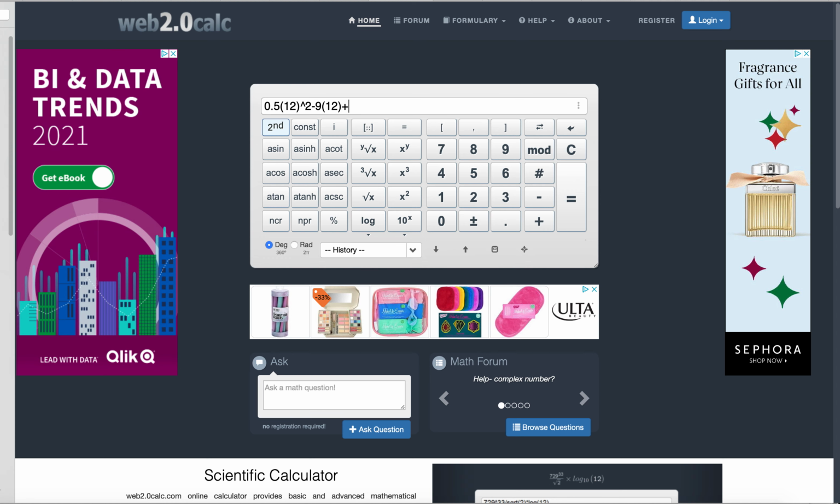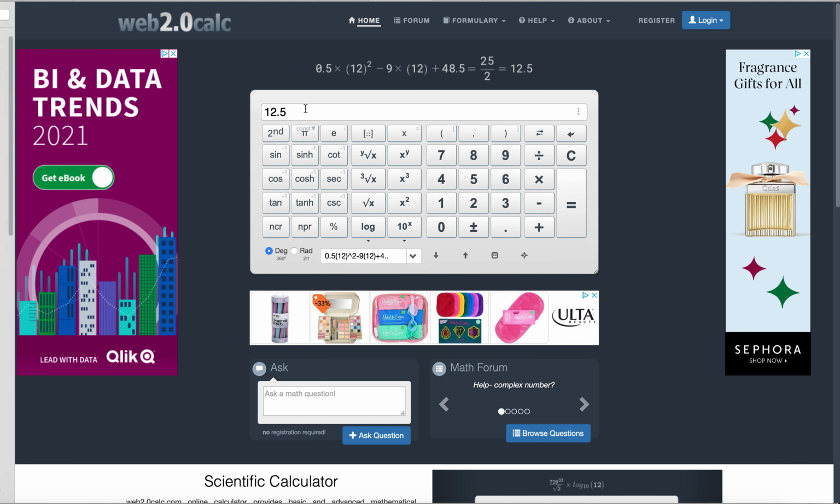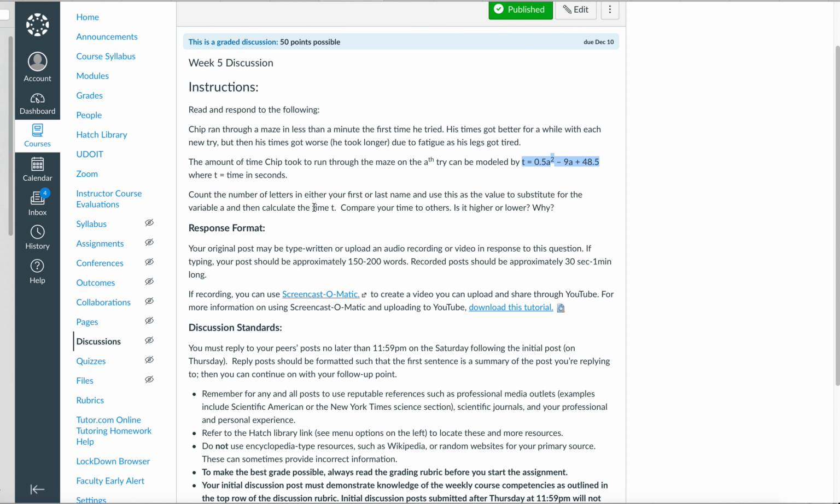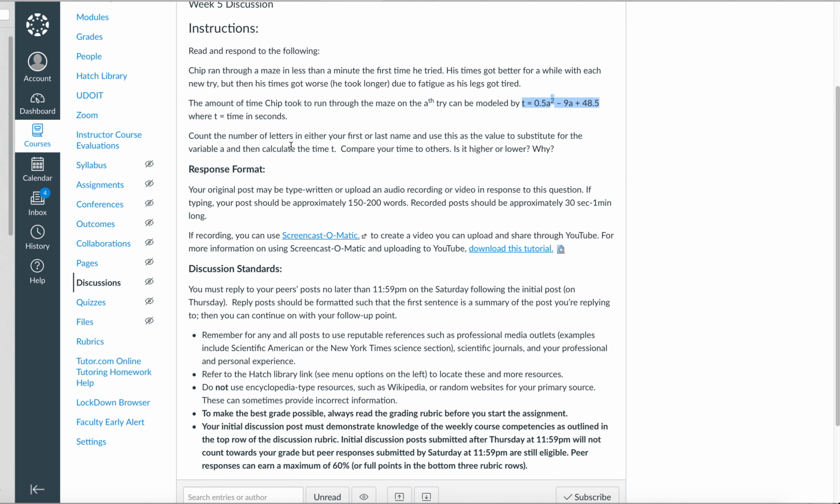So literally, all you are doing is plugging this into a calculator and hitting enter. And the answer is 12.5. So for my daughter's name, T is 12.5. So what I'm going to say is that my value of T for 12 letters in a first name is 12.5. That's my initial post.